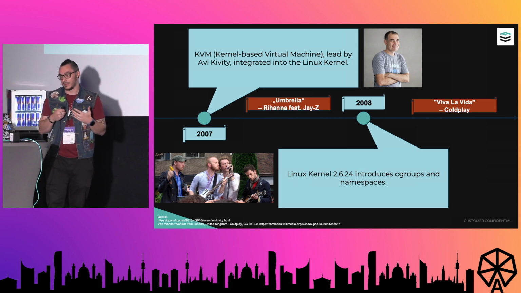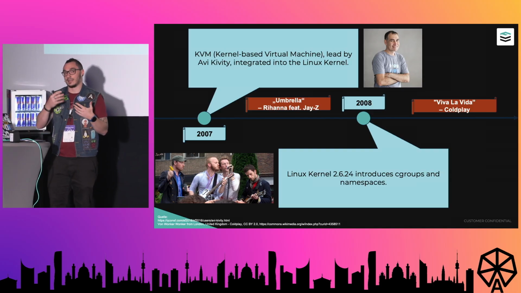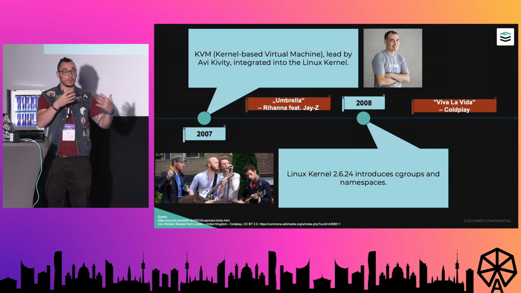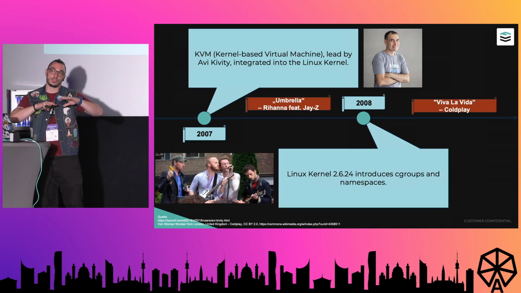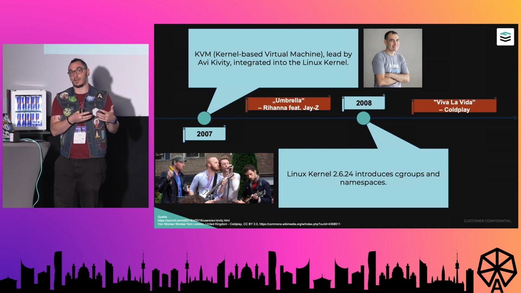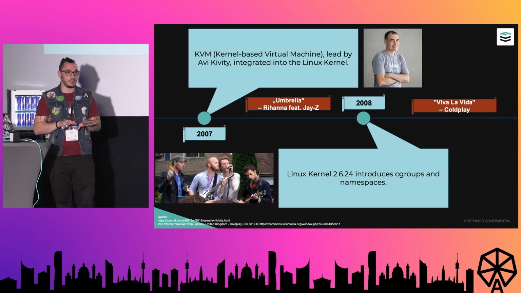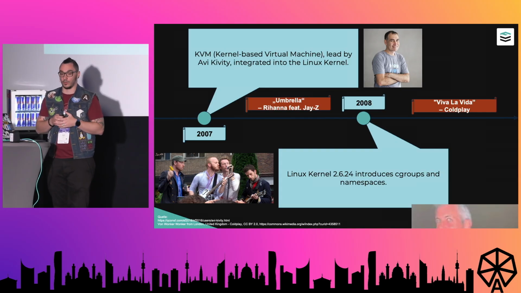Then 1 year later, we got Linux kernel 2.6.25, which introduced the last relevant group of namespaces and the cgroup feature, which is the technological foundation we need for container technology as we have it today. So already back in 2008, we would have been technically able to run container workloads pretty much the way we have them today. And we were also listening to Coldplay back in the day.